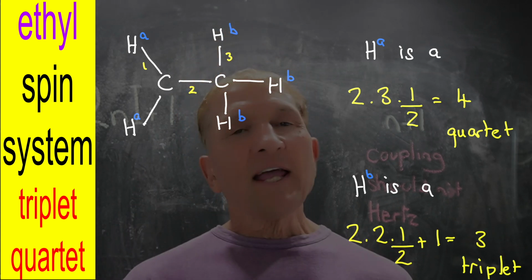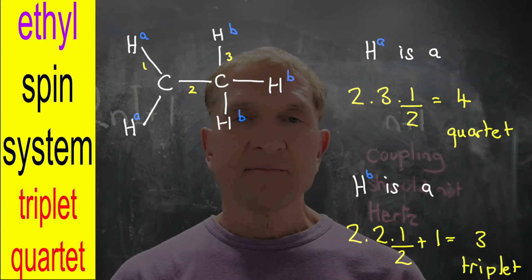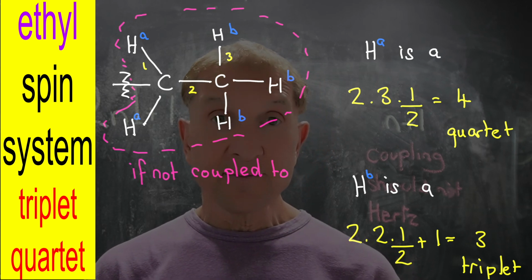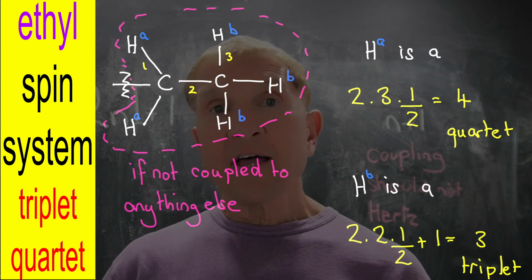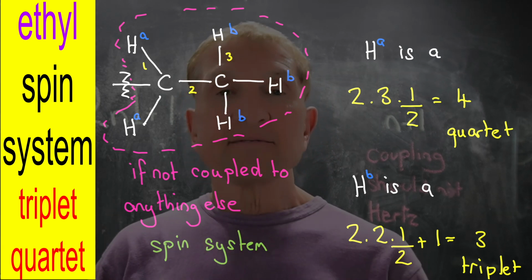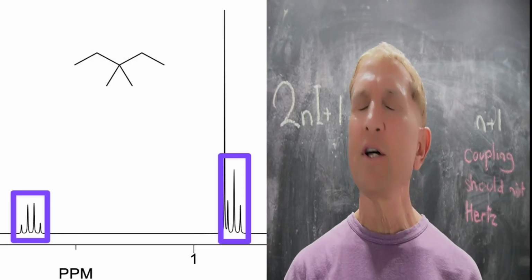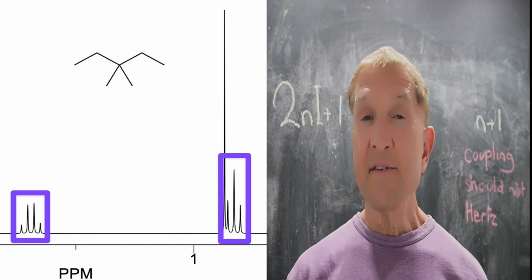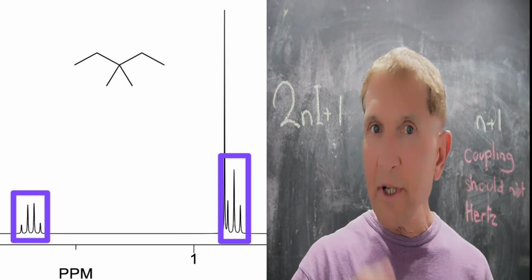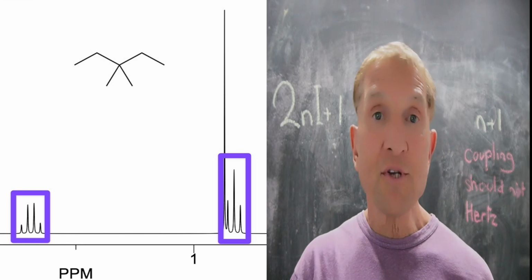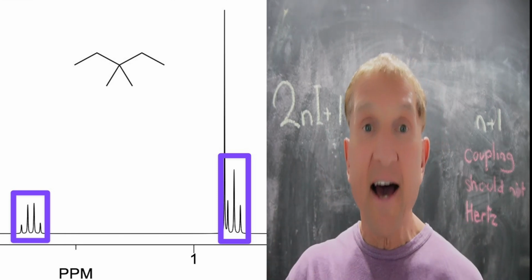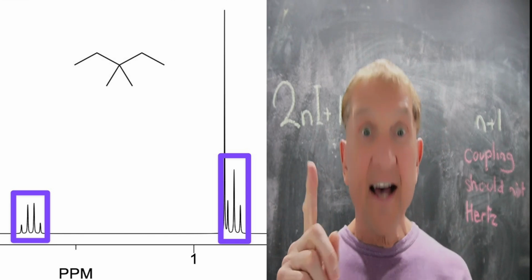Let's make a very handy generalization. Isolated ethyl groups, in other words, ethyl spin systems, always give a triplet quartet. Always is a huge word in science, not to be used lightly. Here it means that every time you eyeball a triplet quartet in a proton NMR spectrum, Sherlock's spectroscopy in your brain says, aha, Watson, an ethyl group.